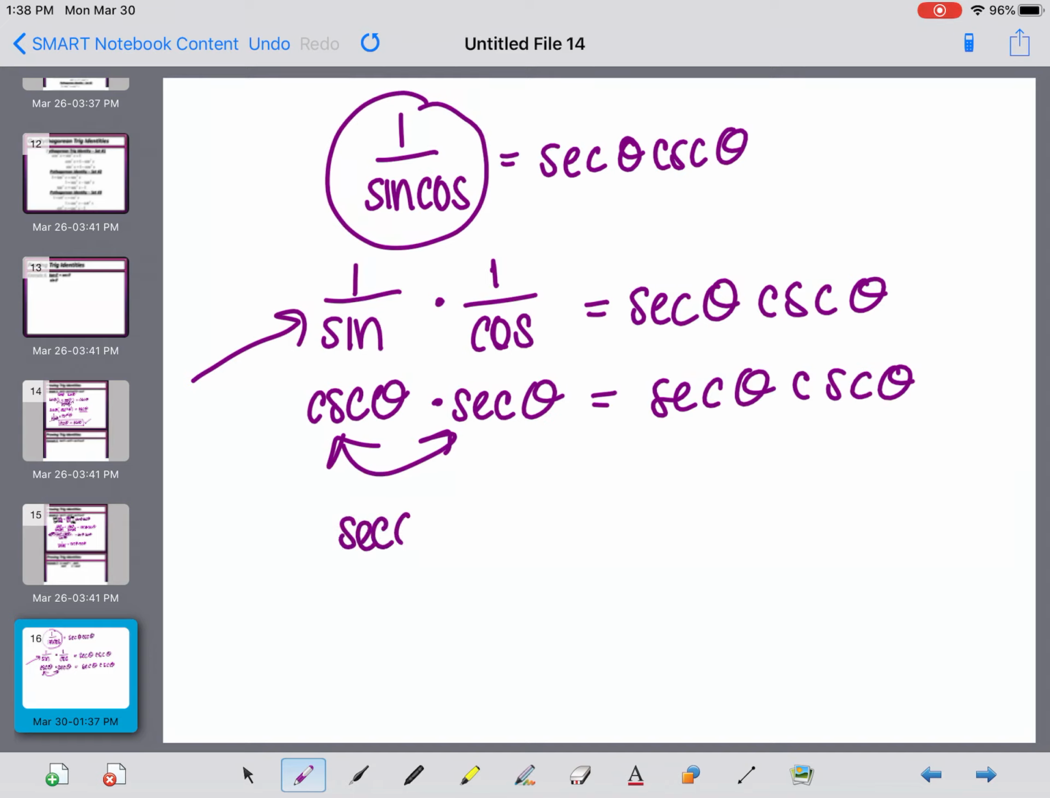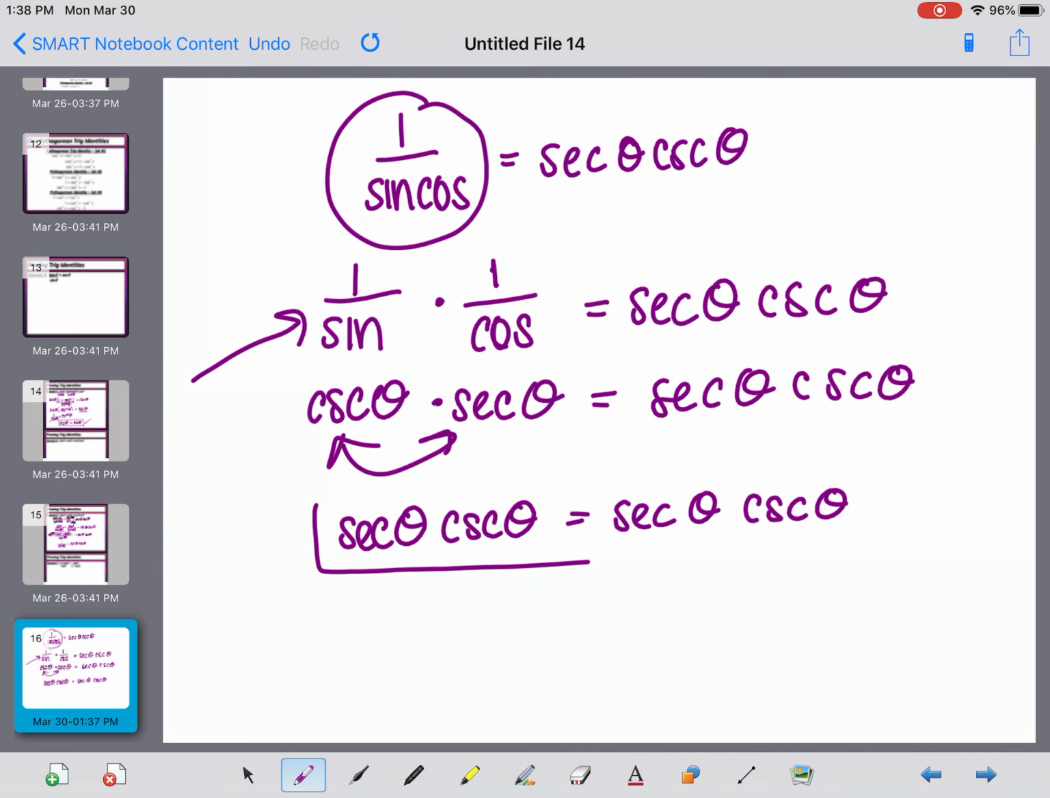Well, we know that with multiplication, the order can be changed. So I did prove that the left side equals secant cosecant.